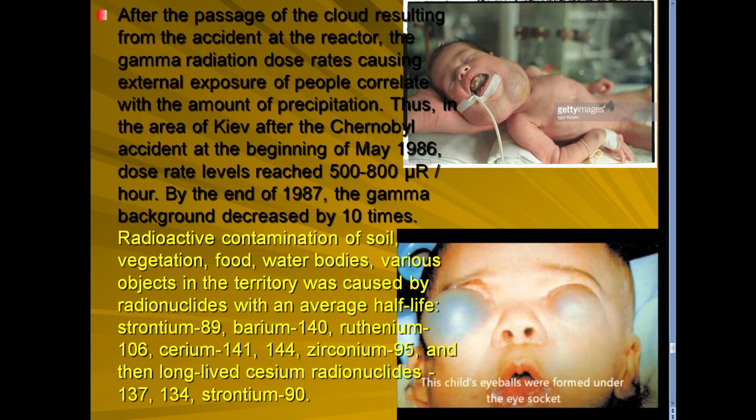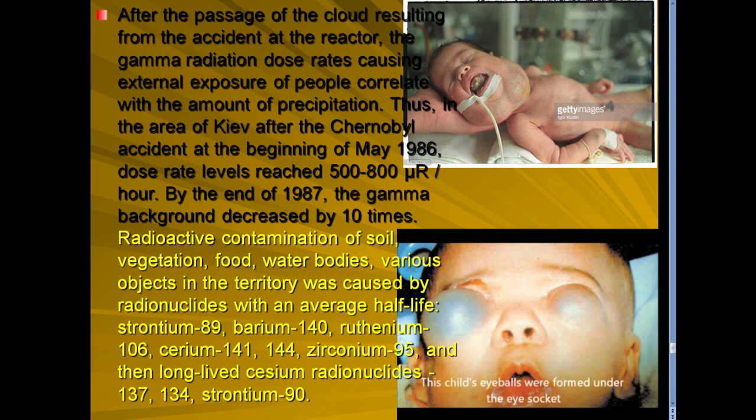After the passage of the cloud resulting from the accident at the reactor, the gamma radiation dose rates causing external exposure of people correlate with the amount of precipitation. Thus, in the area of Kiev after the Chernobyl accident at the beginning of May 1986, dose rate levels reached 500-800 microroentgen per hour. By the end of 1987, the gamma background increased by 10 times.